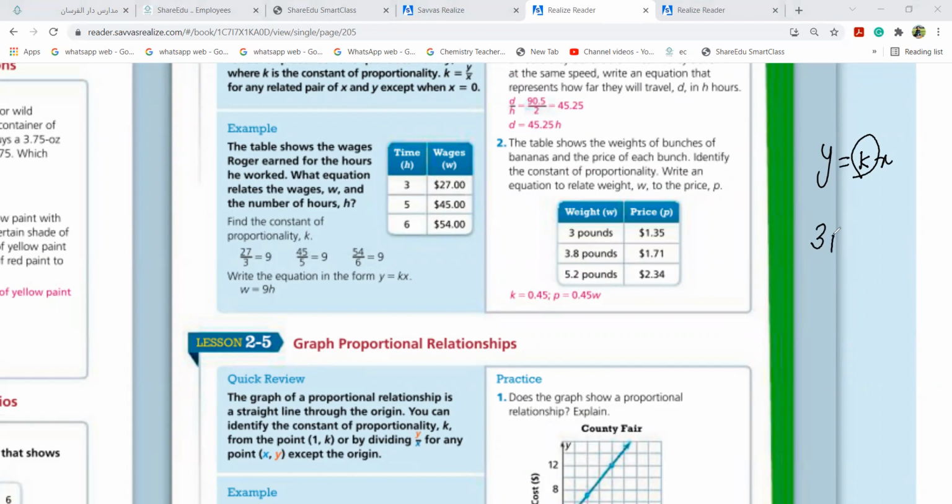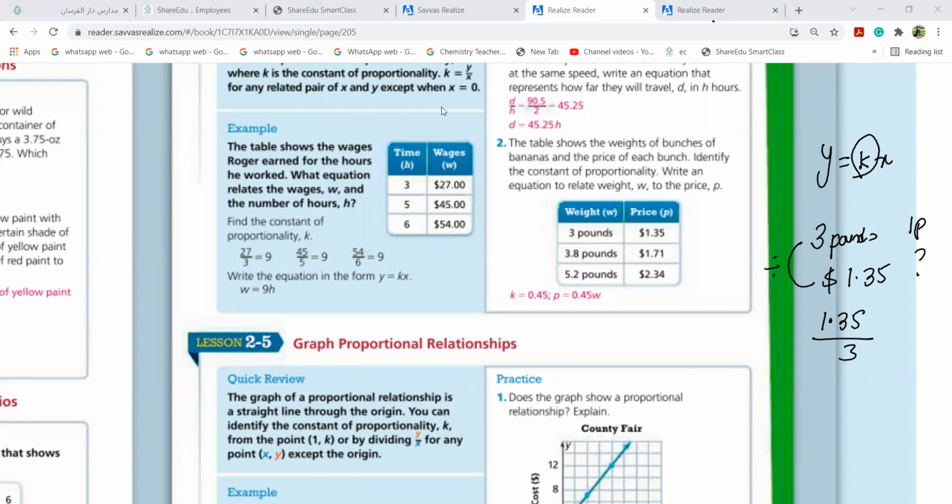So 3 pounds is how many dollars? $1.35. So 1 pound is how much? Come on, how will you do this? You will divide 1.35 divided by 3. So let us use the calculator. Yes, Malak, divide and tell me. 1.35 divided by 3. So what do you get? 0.45.